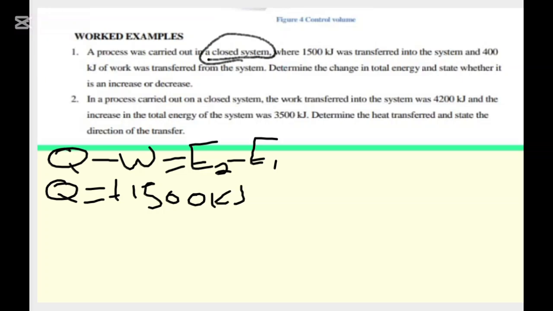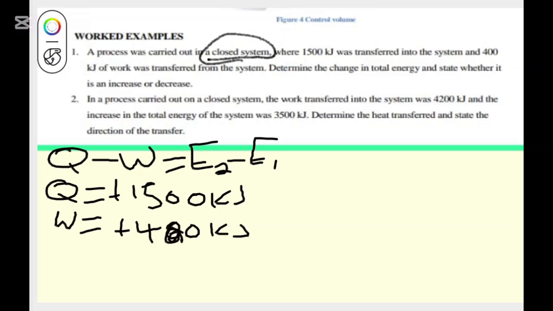Kilojoule. And also the work transfer from that system is also given as positive 400 kilojoule. Sorry, this is 400.